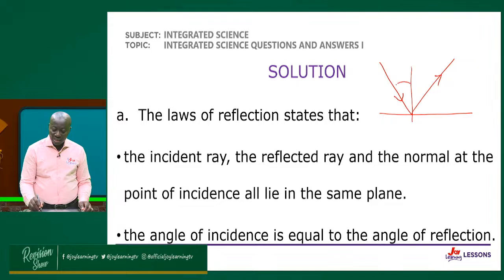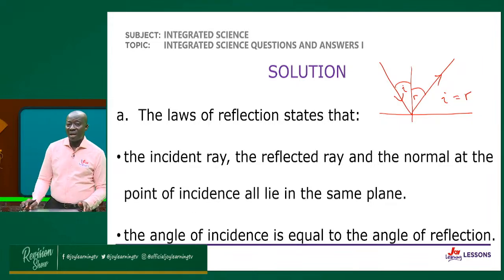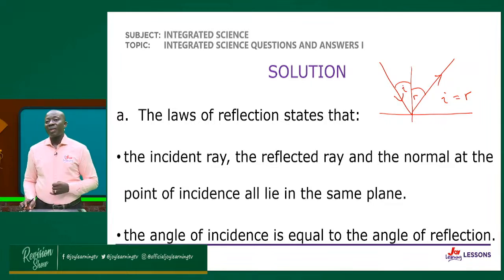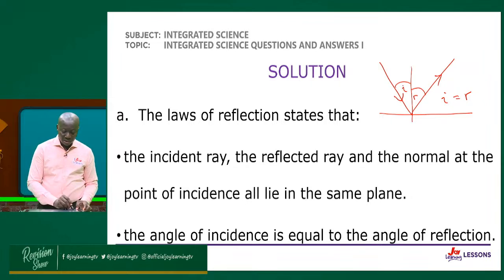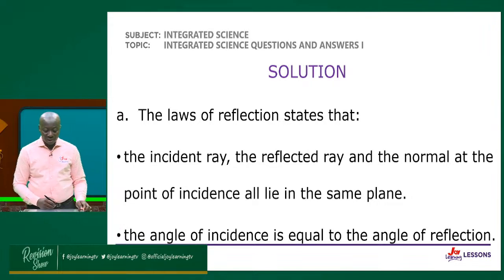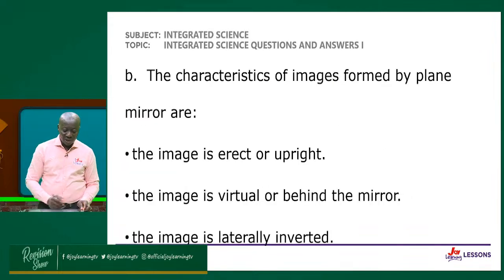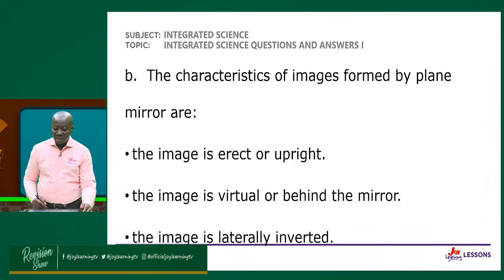The angle between the incident ray and the normal is what is called the angle of incidence, and the one between the reflected ray and the normal is what you call the angle of what? Reflection. What the second law is saying is that the angle of incidence is always equal to the angle of reflection. So the incident ray, the reflected ray, and the normal at the point of incidence all lie in the same plane. And the second law says that the angle of incidence is always equal to the angle of reflection. So these are the two laws of reflection. And then we move on to the characteristics of images formed by a plane mirror.